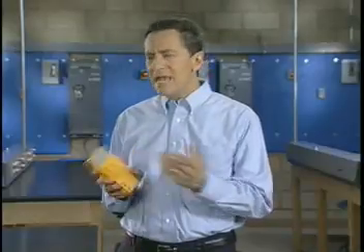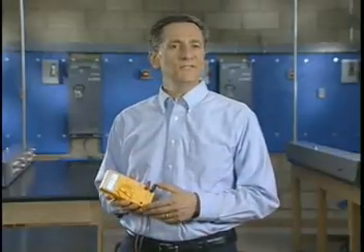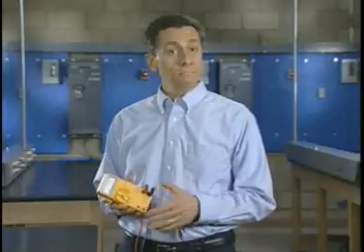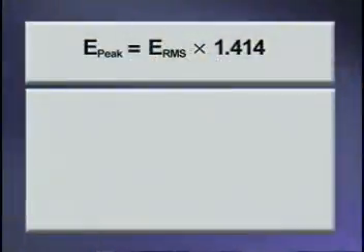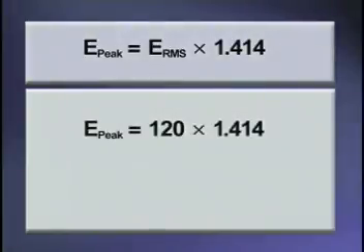Most AC voltmeters, ammeters, and wattmeters are designed to indicate the RMS value, not the peak value. If the meter does not state that it's intended to measure the peak value, it should be assumed that it indicates the RMS value. If the RMS value is known, the peak value can be determined by multiplying it by 1.414. Assume that an AC voltmeter indicates a value of 120 volts.